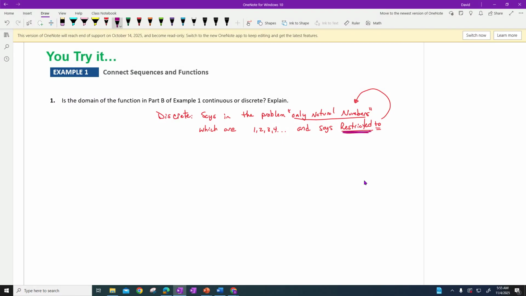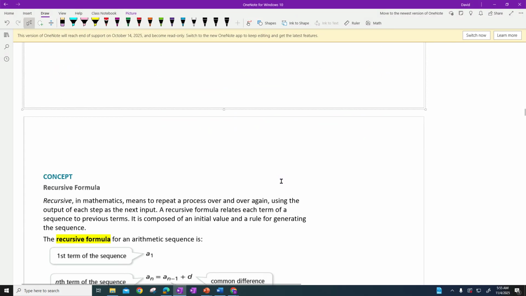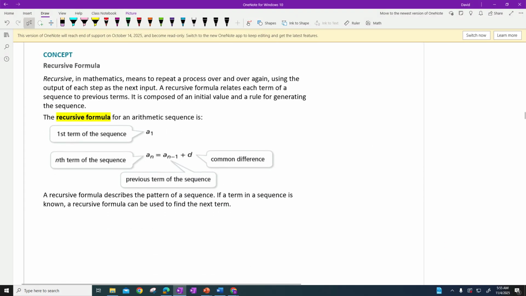Let's just leave it at that for right now. Restricted is basically a rule. Can't think of an example off the top of my head here.